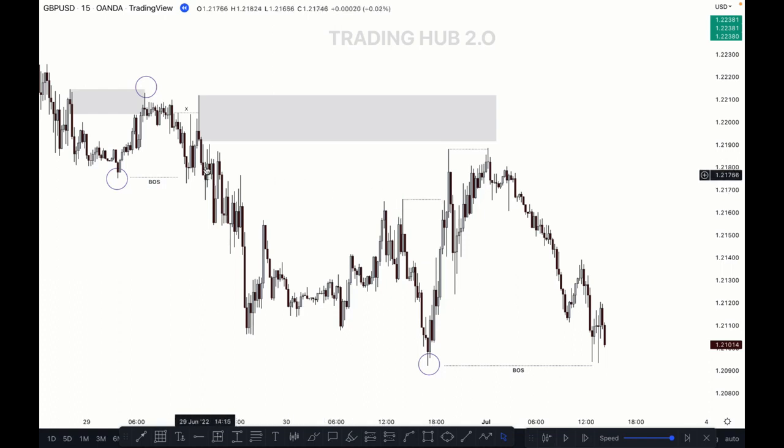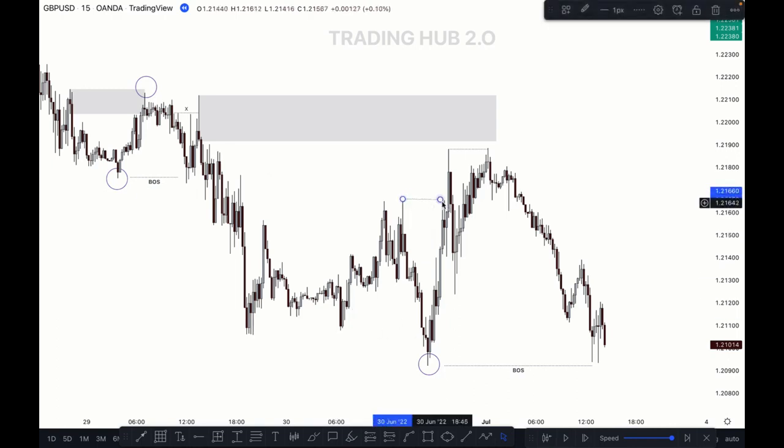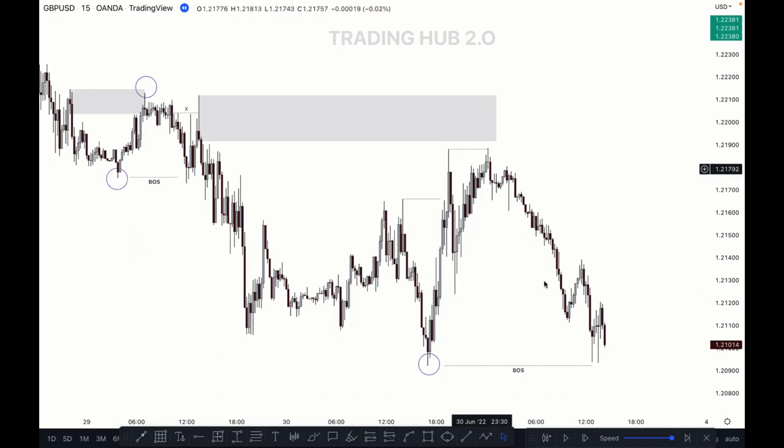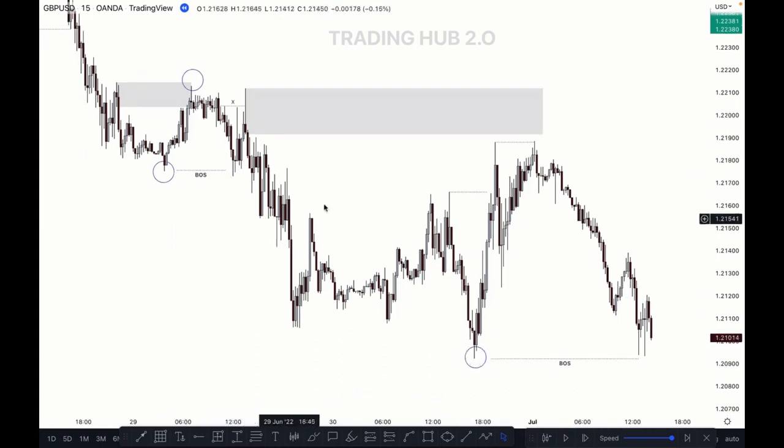As you can see here, after this big drop, market must take out this high, as you can see here. Then market pushes downside. So this low is confirmed. So these things are all about structure. Okay, now let's see where we can sell.